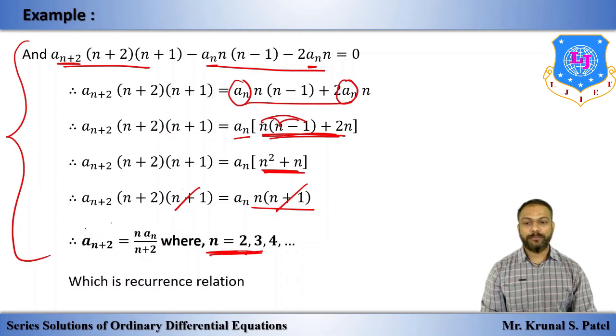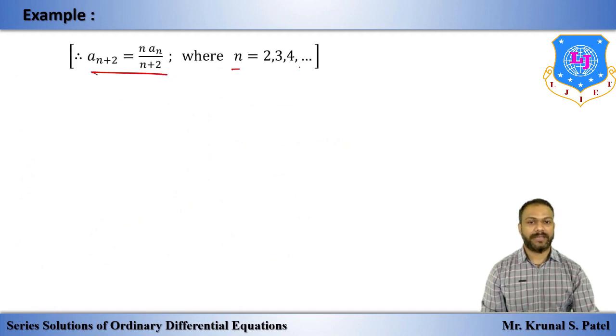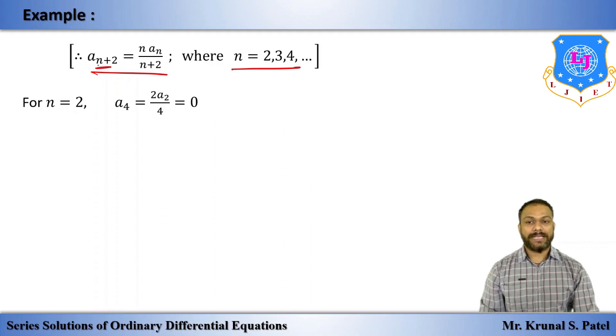Now we will put the value of n equal to 2, n equal to 3, n equal to 4 in this recurrence relation. So first for n equal to 2, 2 plus 2 becomes 4. Here we have a2, and 2 plus 2 is 4. Now we already found that the value of a2 is 0, so this becomes entirely 0. So we have a4 equal to 0.